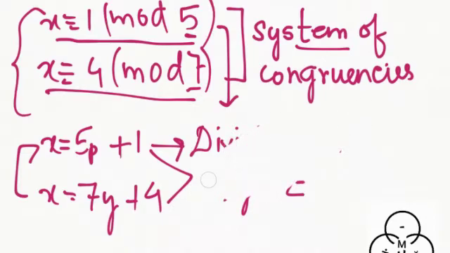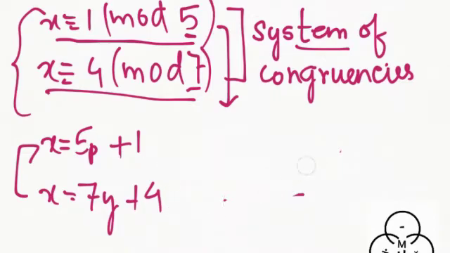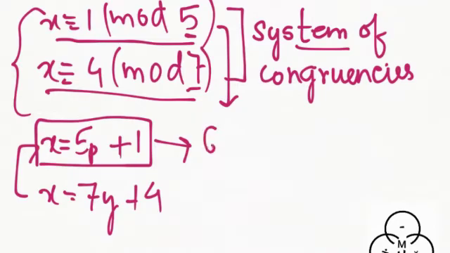Let me show you. We have these two equations which we found by the simple division algorithm. Now how to solve this? Very simple. Now write the solutions for this equation. x equals 5p plus 1, where p belongs to the integers. Put p as 1, then we get 6. If you put 2, then we get 11. If we put 3, then we get 16. If you put 4, then we get 21.